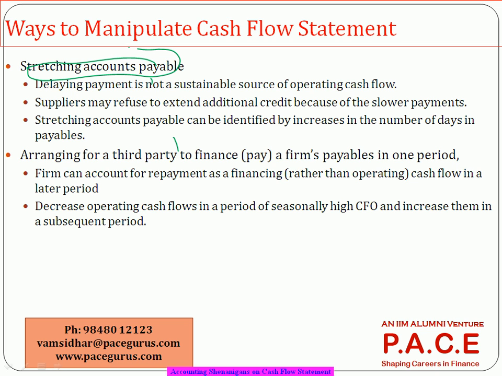This can work for one time, two times, three times, but it cannot work for a longer period. So because of this, what could very much happen is after some time, the suppliers can stop the additional credit.